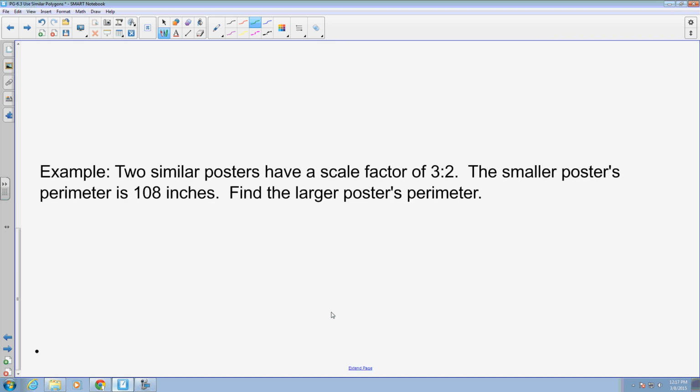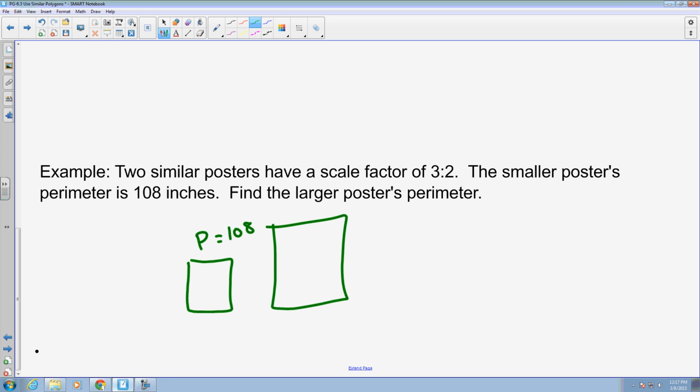Looking here, in this example, it says 2 similar posters have a scale factor of 3 to 2. The smaller poster's perimeter is 108 inches. They want us to find the larger poster's perimeter. Okay, so posters are usually a rectangle, so I just kind of look at it like this. And the perimeter of this one is 108, and they're telling you that the scale factor is 3 to 2.